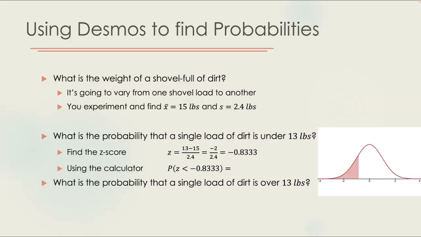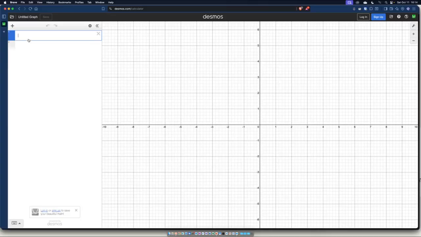Well, you have your normal distribution with a z-score of negative 0.8333 right about here. And then under that z-score means everything to the left. So you start here at a value of negative 0.8333, and you go out into the left tail. How far? Well, you go till the tail ends, which is negative infinity. It's going to go all the way as far as you can imagine to the left. Okay, so how are we going to find this area using Desmos? Let's pull up Desmos and show you.